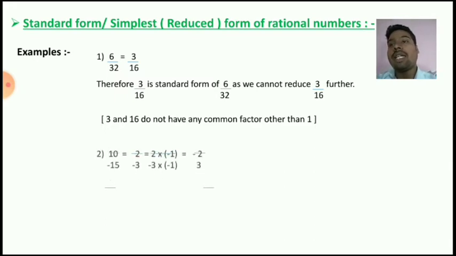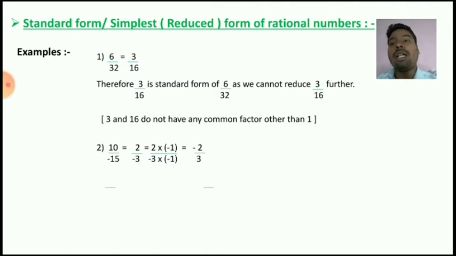So for the second example, 10 divided by minus 15. How do we get the standard form for this? I divide the numerator and denominator, 10 and minus 15, by 5. So I get 2 divided by minus 3, since 5 twos are 10 and 5 threes are 15. So I get 2 divided by minus 3.